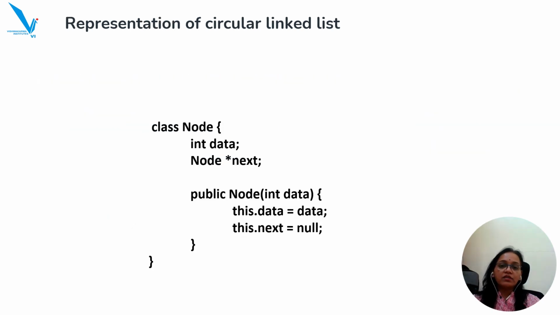Now, how the circular linked list is represented in C++, the code for that. So, class node, we have integer data and we have only one pointer. Here we are going to see single circular linked list. Okay, so only one pointer is there, next, and this is a parameterized constructor. So public node, we can have this dot data is equal to data and this dot next is equal to null.